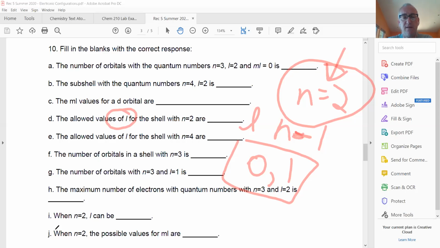Which question? For D, yeah. Oh, the allowed values. So the allowed values, there's 2 subshells, 0 and 1. So which subshells are those? It's going to be -1, 0, and 1? No, yes, that's going to be the answer for that question. I'm asking you, what are the 2 subshells? If your values for L are 0 and 1, what are the 2 subshells that are allowed?